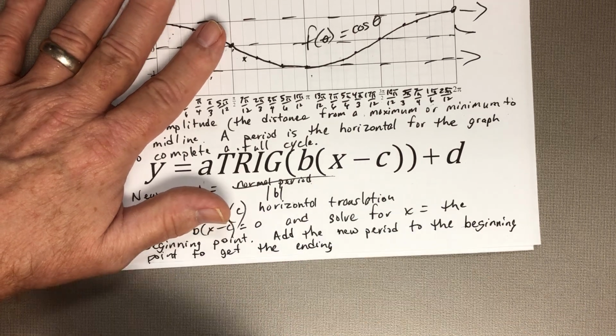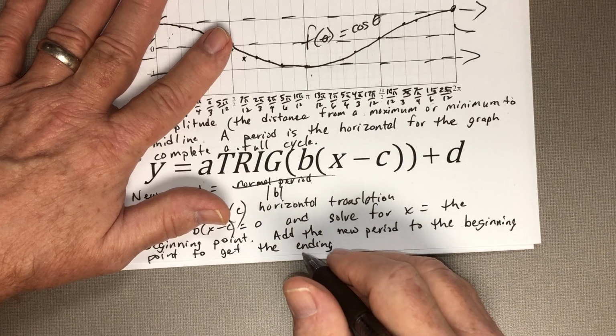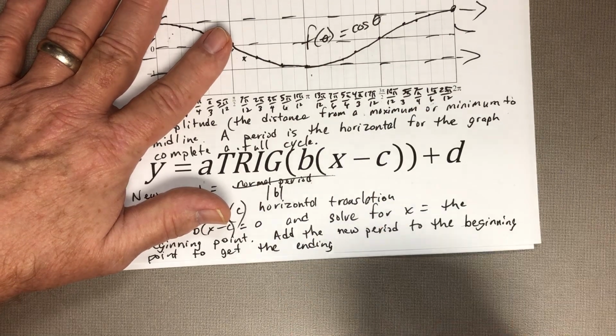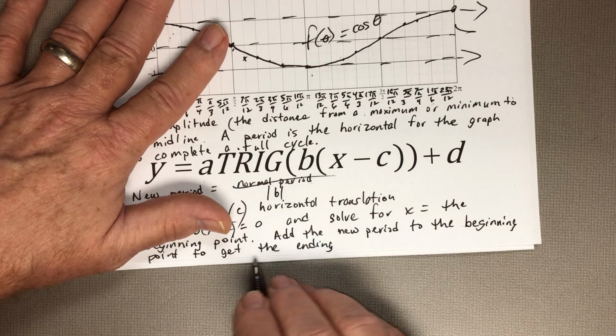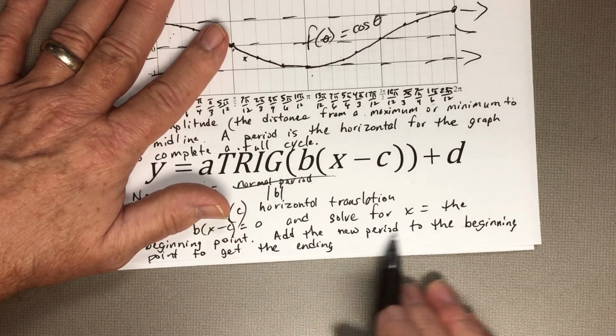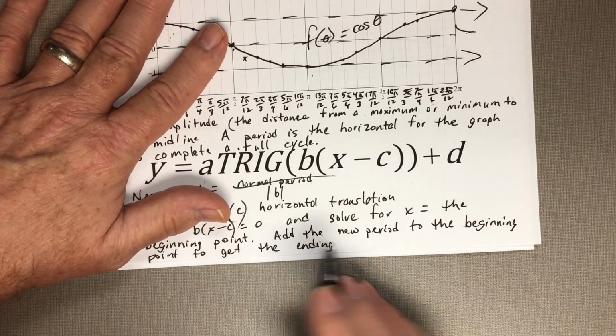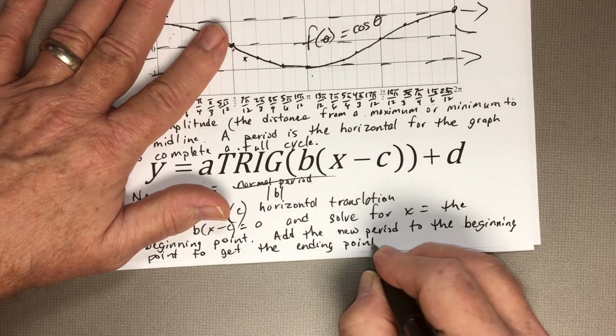Now, these graphs never end, so don't think of it that way. We're only going to graph one period. That graph goes forever. I'm going to show you that in just a second. Add the new period to the beginning point to get the ending point. Let me write that down first.